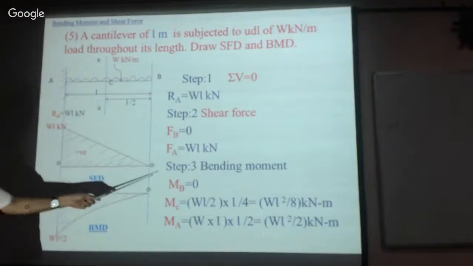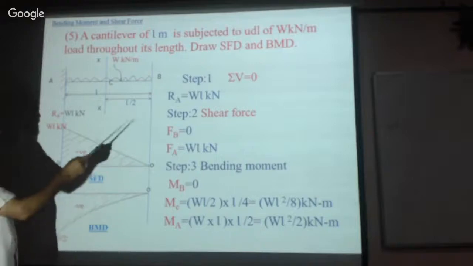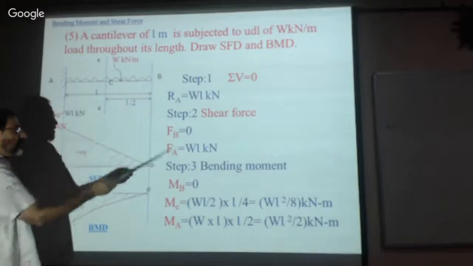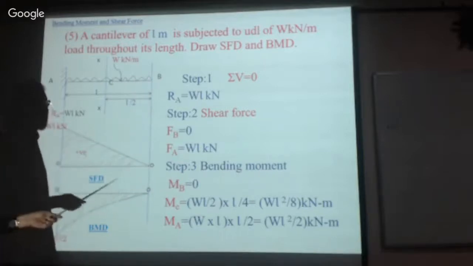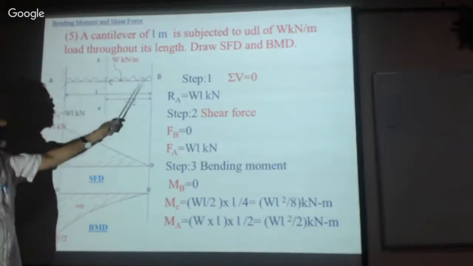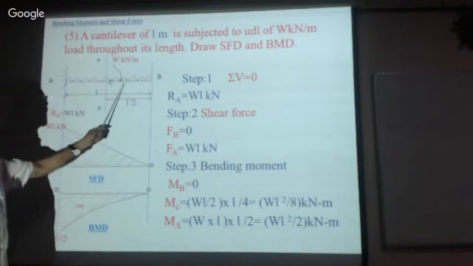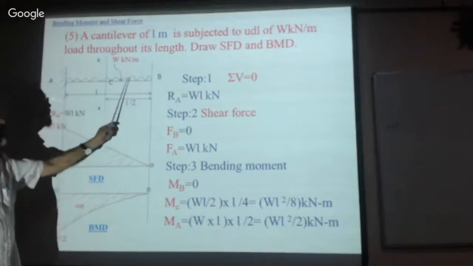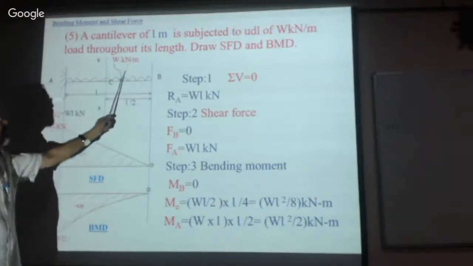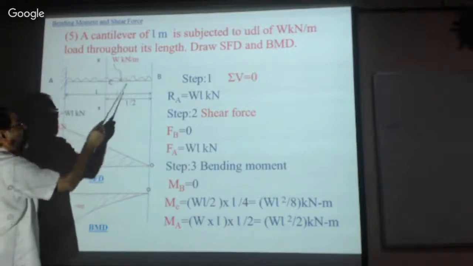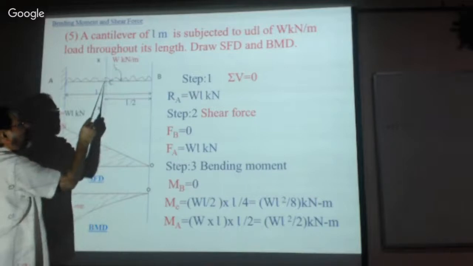And the step three: now we know that the free end bending moment is equal to zero at the free end. Mb is equal to zero. And similarly, we can calculate the bending moment at the center. It is WL by 2, half of the load is W into L by 2, where it is acting at its center. It is assumed that it is acting at its center, that is L by 4 at a distance from here to here.